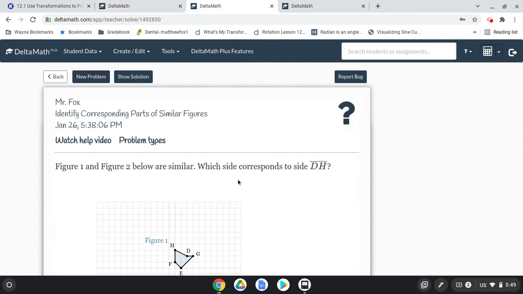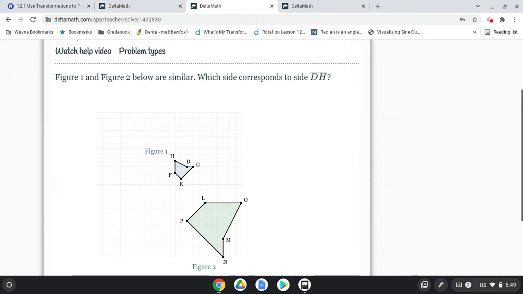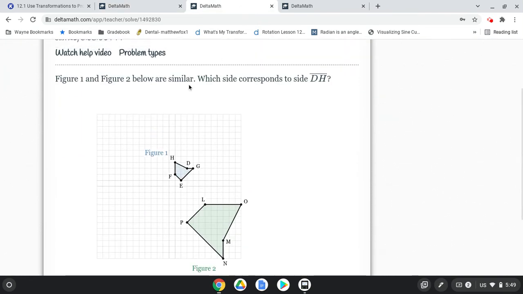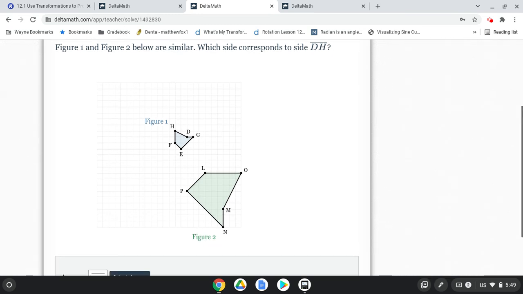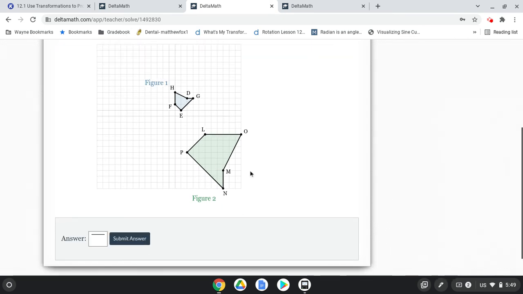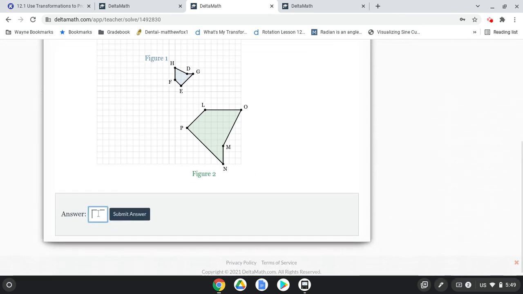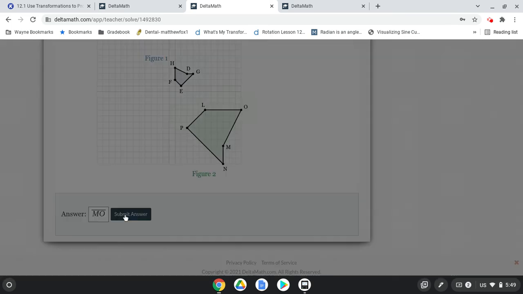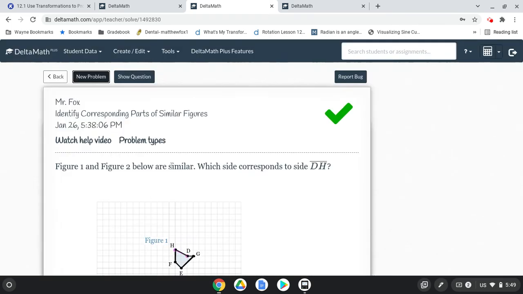Now, this next section, Figure 1 and Figure 2, it tells us are similar. If we know for sure they are similar, then we know they match up. So we have to think about how they match up. And here it asks, which side corresponds to side DH? So DH is right here. This will match up with side MO. All I have to do, make sure you capitalize it, MO, submit your answer, and yes, we got it.